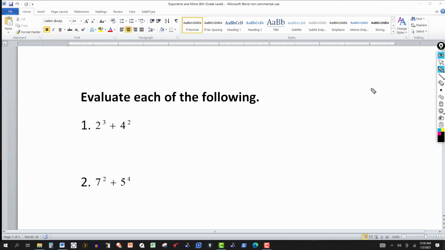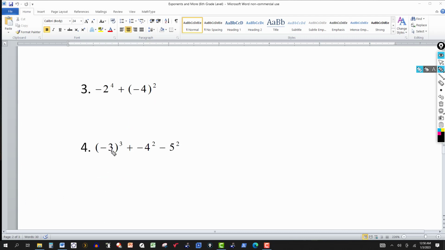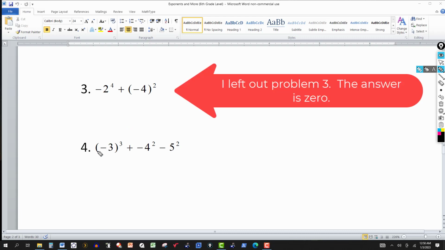You can pause the video whenever you want. See if you can work these out. Now, if you got signed numbers, it works the same way. So negative 3 to the third. Now notice it has parentheses on this one.